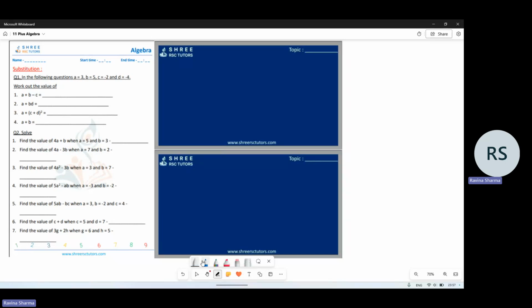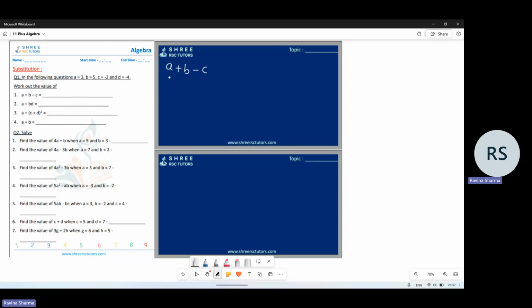So as you can see here, the very first question is: in the following question, A is equal to 3, B is equal to 5, C is equal to negative 2, and D is equal to negative 4. We have to work out the value of A plus B negative C. So how can we do this? So let's write this question here. A plus B negative C. So how can we do this?